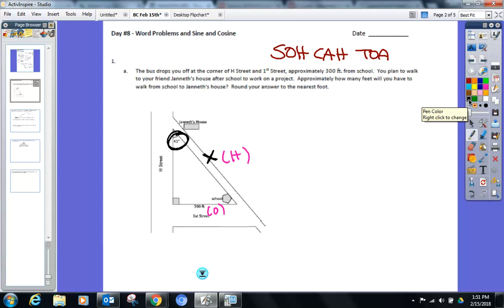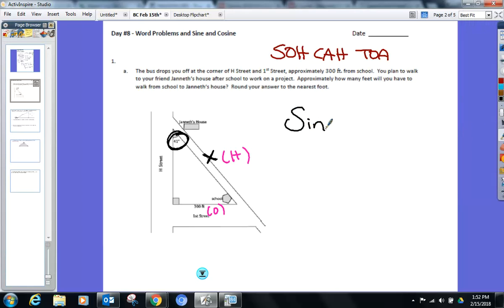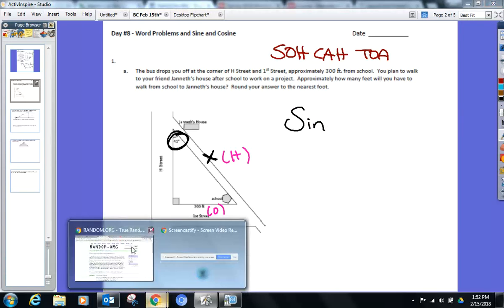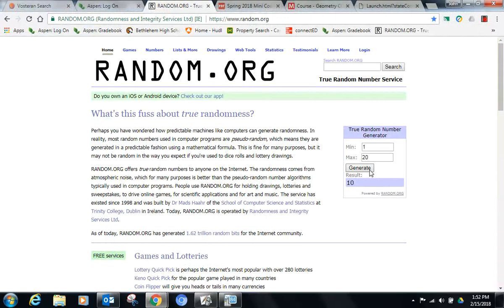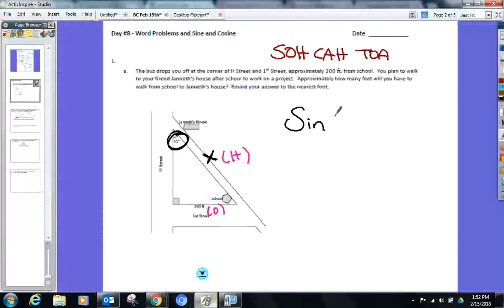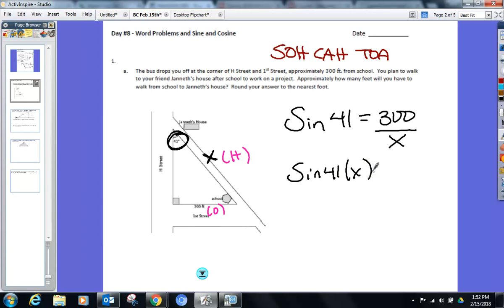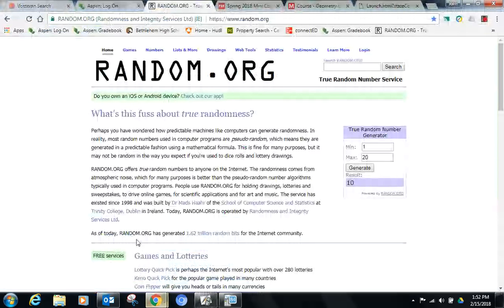So using SOHCAHTOA, what can I use with O and H? I can use sine. Sine of 41 equals opposite over hypotenuse, which is 300 over x. There we go. Go ahead and cross multiply. Sine of 41 times x equals 300. Still not done. How do I get x by itself?